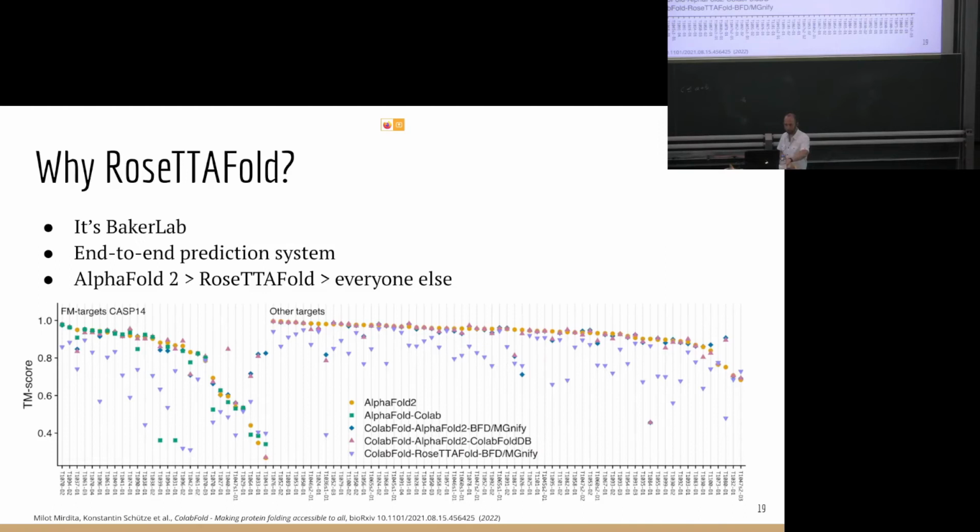And then there's simply the fact that even though AlphaFold 2 is a lot better than RosettaFold, RosettaFold is still a lot better than everyone else. So this warrants a closer look at it. You see a bit of the performance here. These are different implementations of AlphaFold. So here's the comparison with ColabFold, by the way. So the original AlphaFold, how it is in Colab, and then other implementations, and then RosettaFold, which is the purple upside down triangle.